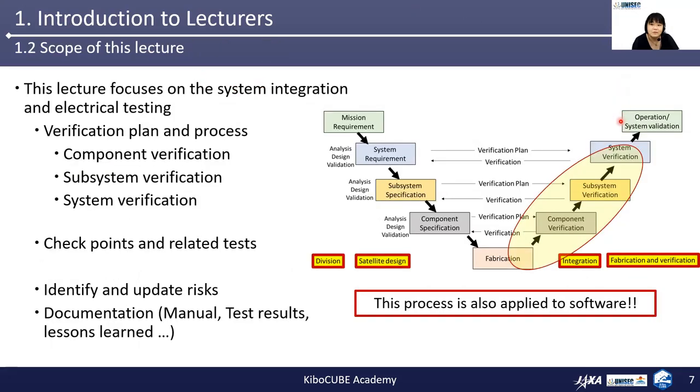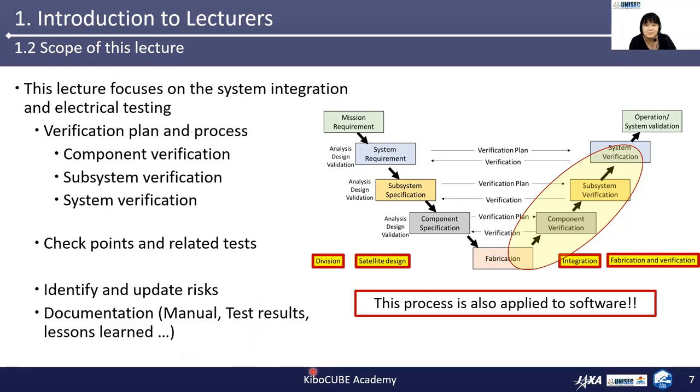Here, this lecture focuses on the system integration and electrical testing. Even though it has some differences depending on the development phase, the main integration flow can be assumed as the same. The integration is performed together with the verification of the defined function or hardware group step by step. The verification is performed using the verification plan, which is defined by using the related design. Here, the main checkpoints have to be clarified to perform effective tests. In addition, clarification of the risk is also important for updating system design and establishing the operations plan.